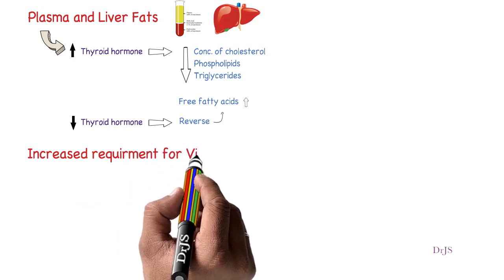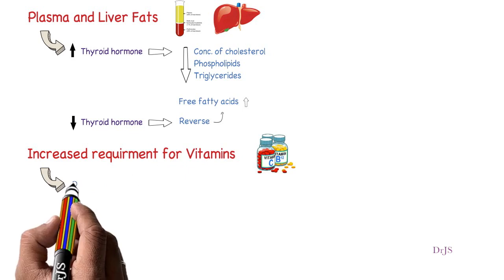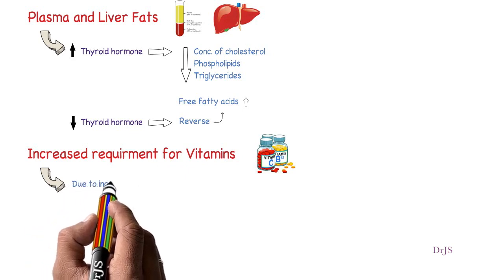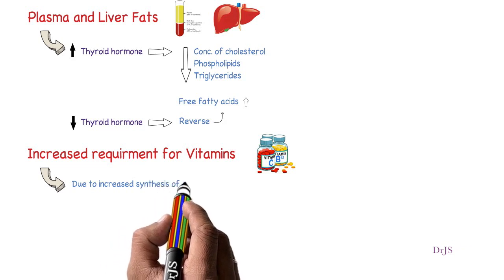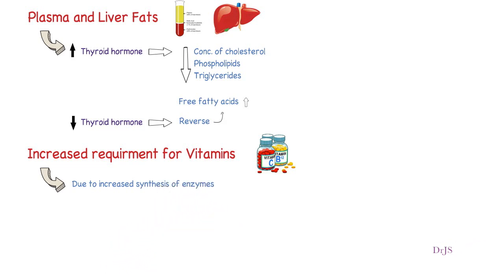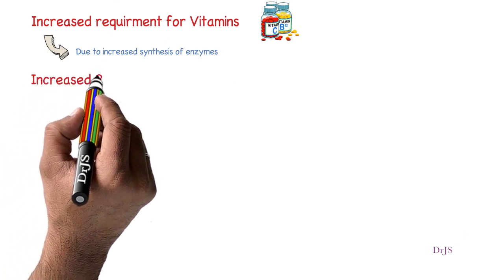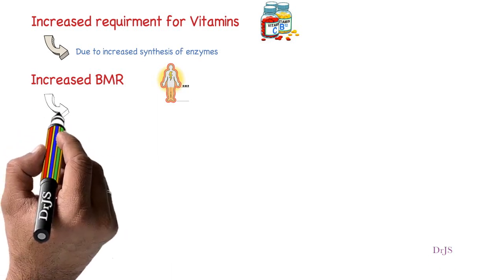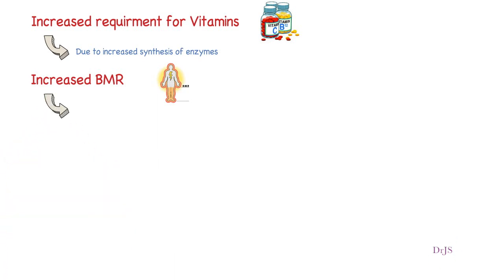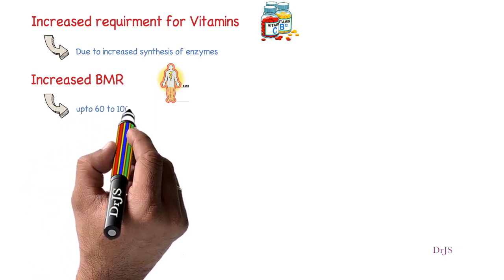Increased requirement for vitamins. Because thyroid hormone increases the quantities of many bodily enzymes, and because vitamins are essential parts of some of the enzymes or coenzymes, thyroid hormone increases the need for vitamins. Effect on basal metabolic rate. Because thyroid hormone increases metabolism in almost all cells of the body, excessive quantities of the hormone can occasionally increase the basal metabolic rate 60 to 100% above normal.